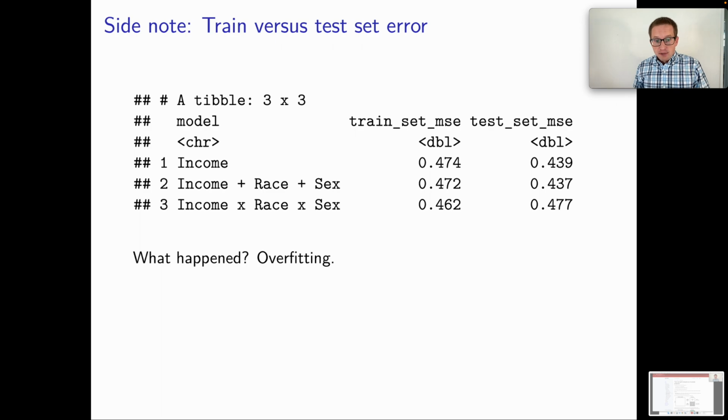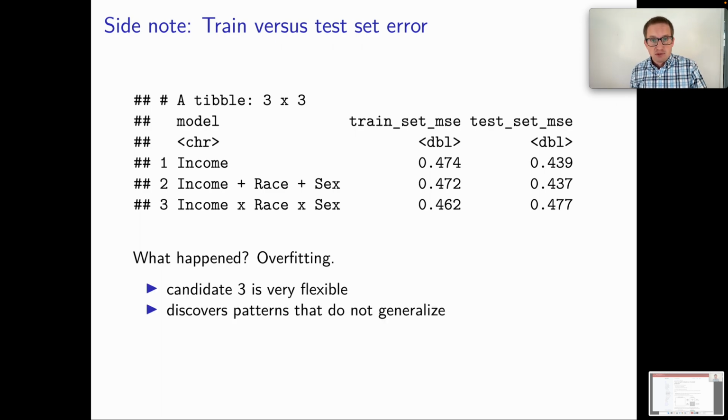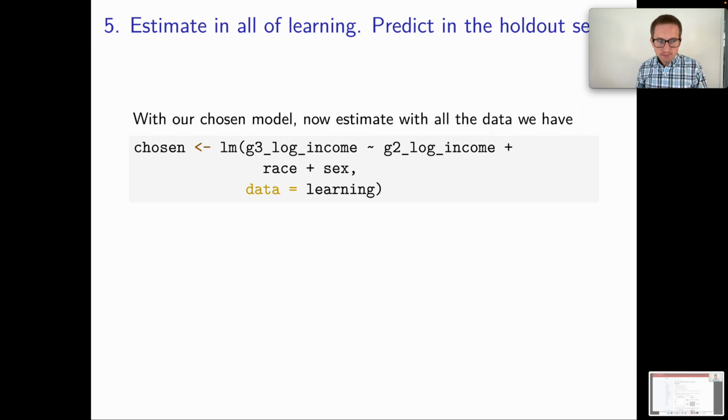Okay, so what happened here is overfitting. This is a case where candidate 3 is very flexible. It discovers patterns that do not generalize, and thus it performs poorly in the test set and the holdout set. So even though we might conceptually want to have these interactions, it's not possible to estimate them precisely enough in the data available to make them improve our predictive performance.